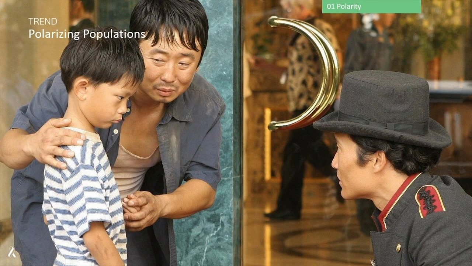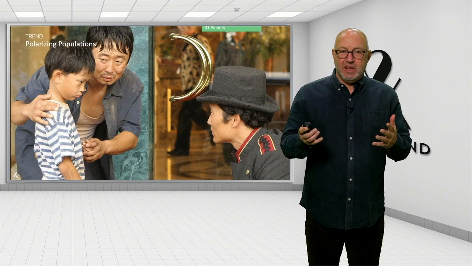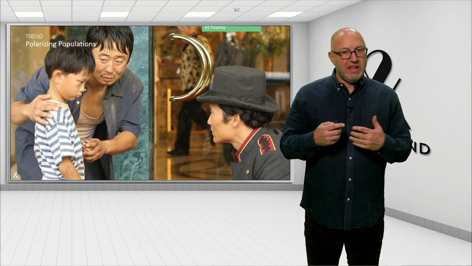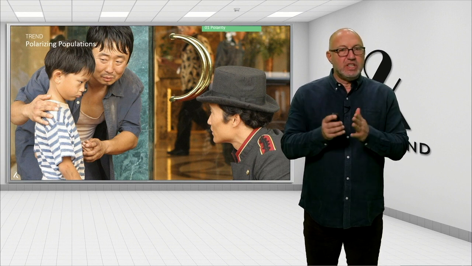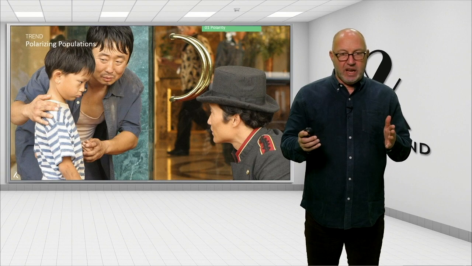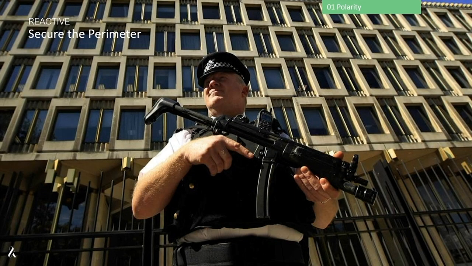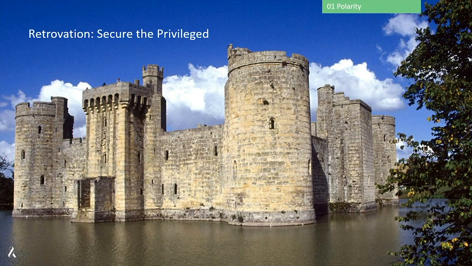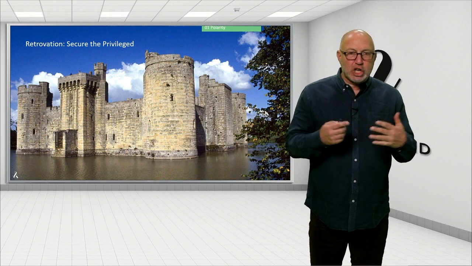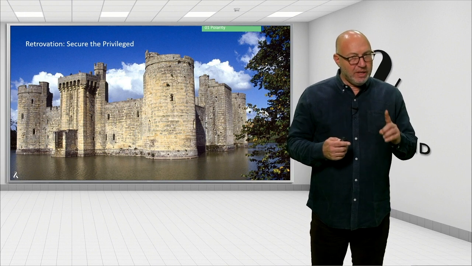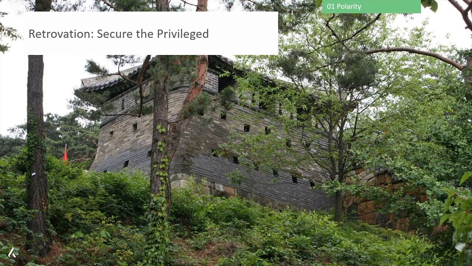First, polarity refers to a growing distinction between the haves and have-nots. What we're seeing is that on a national level and internationally, there is this growing divide that's creating anxiety, insecurity, and conflict. How do groups respond to this? They secure the perimeter. This might be like a Back to the Future retrovision where you're securing privilege. It's not the only way to solve this problem, but it is one that's underway.